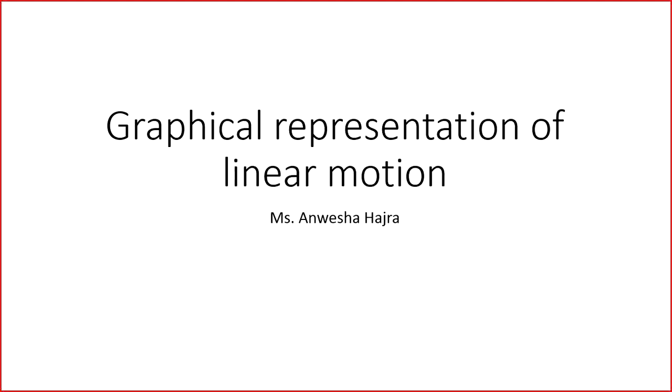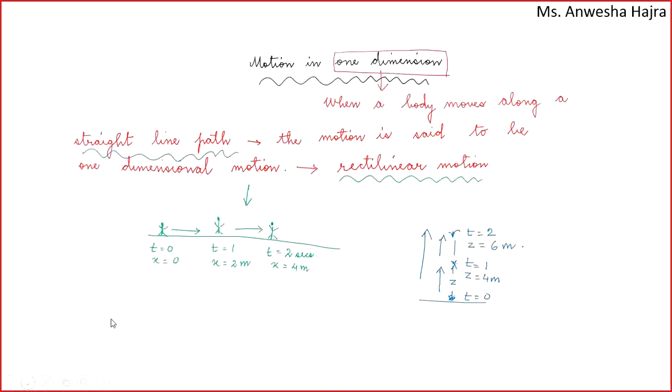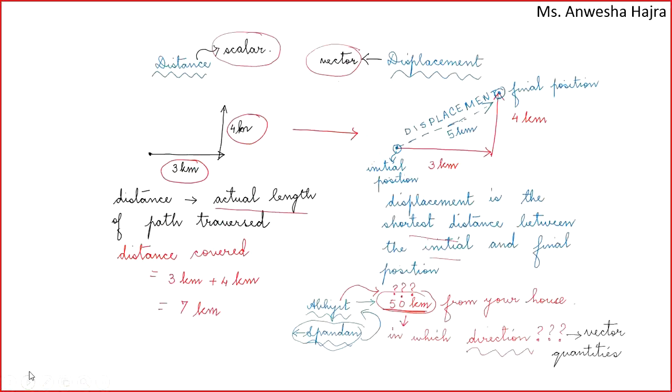Graphical representation of linear motion. Now, in the previous day we have studied when a body moves along a straight line path, we call it rectilinear motion. That is, only one dimension will change. Then we did the difference between distance and displacement.